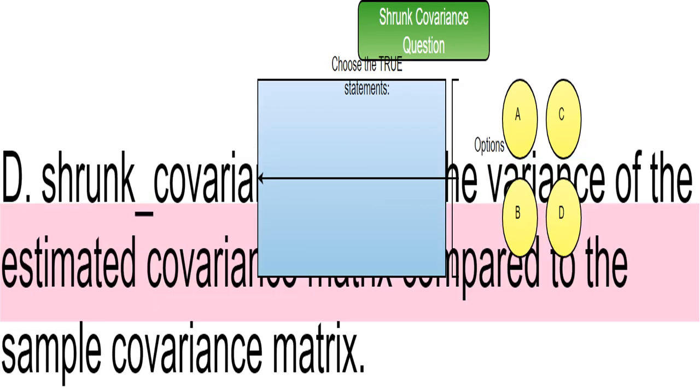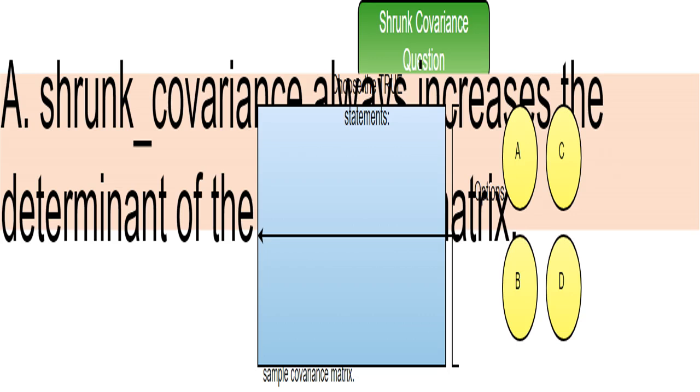I'll explain this in simple terms. Imagine the sample covariance matrix as a noisy picture of your data's relationships. Shrinkage acts like a noise reduction filter. By combining it with a simpler target matrix, it reduces the variability and uncertainty in the estimates, leading to a more stable and reliable covariance matrix. It's more accurate. The determinant of a matrix is a single number related to its size and scaling properties.